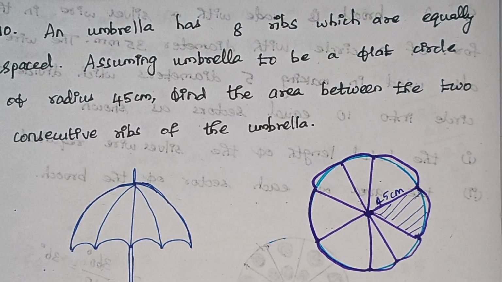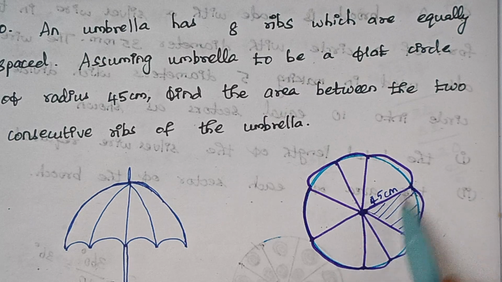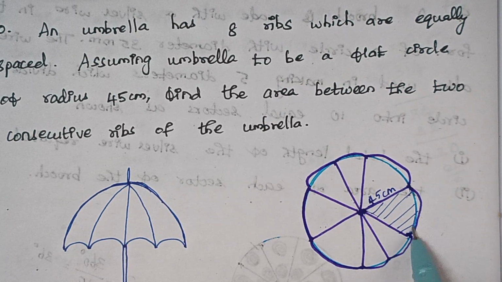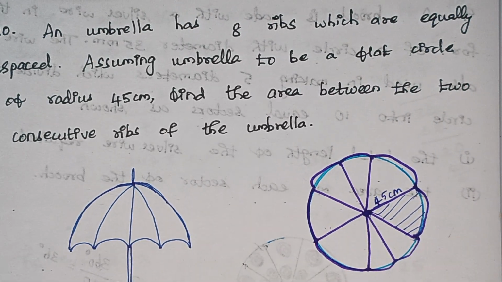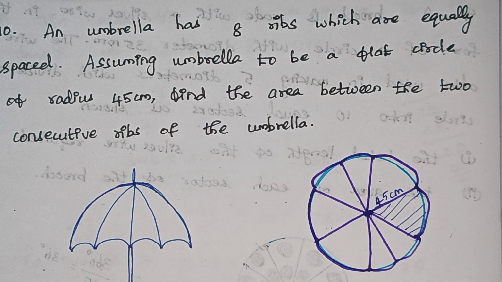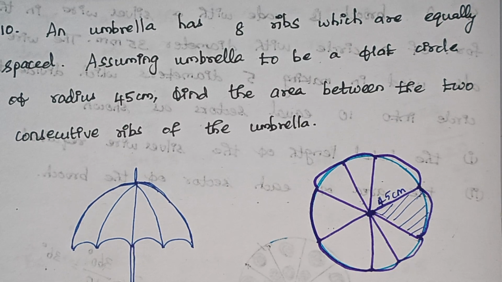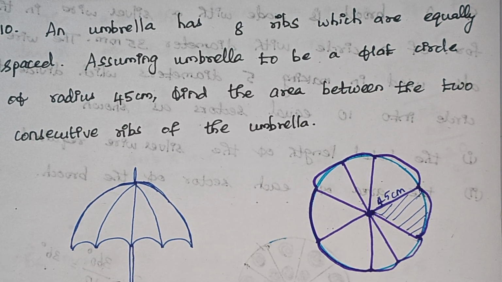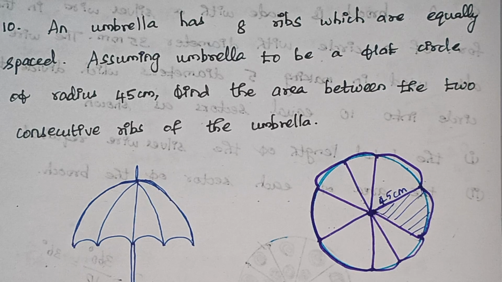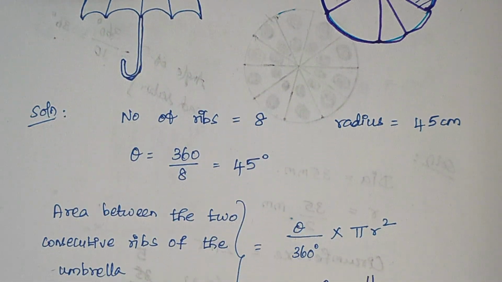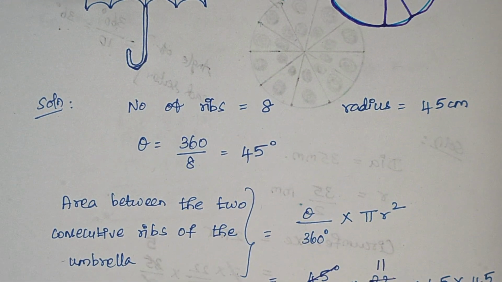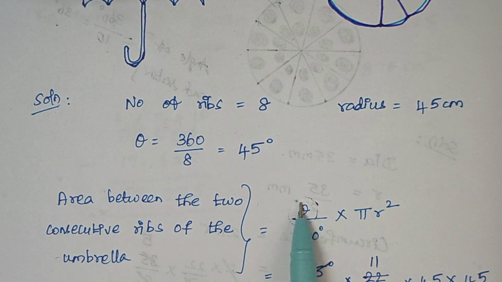From this diagram it is clear that we have 2 radii and the corresponding arc. So this is a sector. Here we have to find the area of the sector. So what is the formula for the area of the sector? It is given by theta by 360 into pi r square. So how to find theta here?